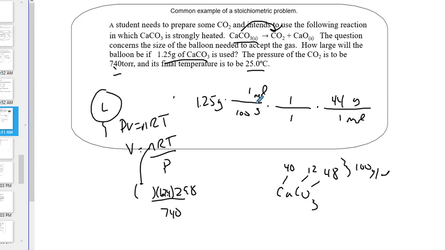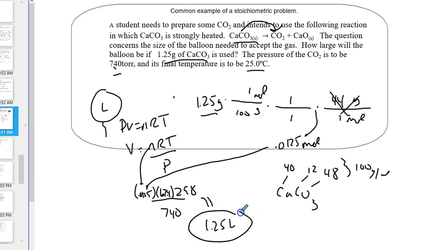Now this goes to grams. Oh, we don't want grams. Alright, so let's take that off of there. Let's just stop right here. 0.0125 is the moles. So it's a nice number we got there. And this is going to get dropped right into here. 0.0125, let's do our math. Times 62.4 times 298 divided by 740 equals about 1.25 liters. And there you go. So that's a form of a stoichiometry problem with gases.